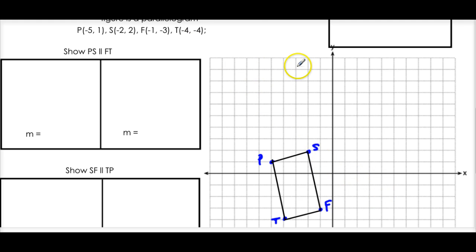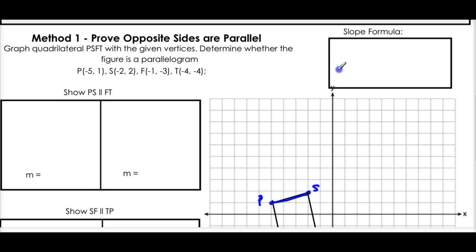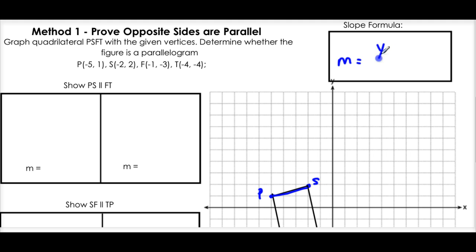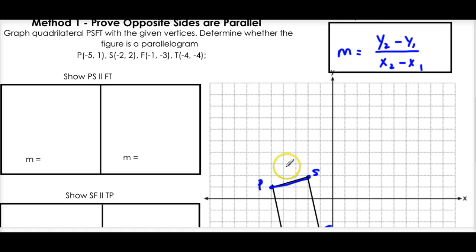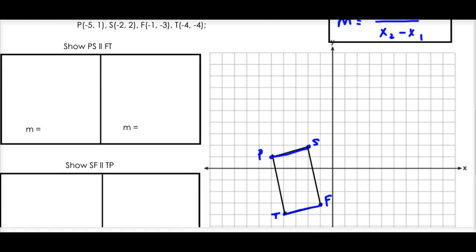What we want to do is prove that opposite sides are parallel. To do that, what do I need to know about all of these lines? The slope, right? So if I could show the slope of PS is the same as the slope of TF, I know those opposite sides are parallel. So how do I find slope again? That's right, the slope formula. M is equal to y2 minus y1 over x2 minus x1. Now if you feel more comfortable counting, that's totally acceptable. We're just going to do it this way today.